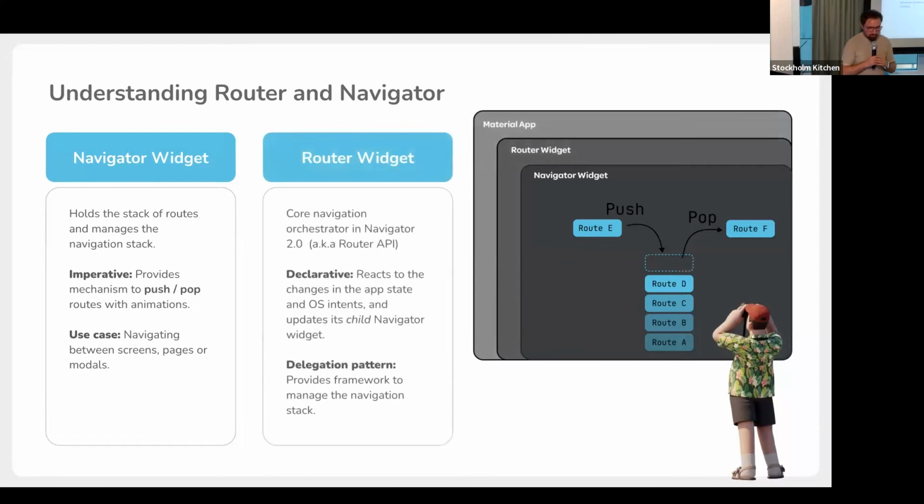Navigator 2 introduces the Router widget. This is also known as the Router API, and it's the core navigation orchestrator. It's declarative. It reacts to changes in the app state, listens to OS intents, and updates the Navigator widget. So it's the parent of the Navigator widget. Navigator 2 didn't bring a new Navigator widget; it is reusing the Navigator widget. It's backward compatible, but it introduces the Router widget, which is the parent of the Navigator widget, and it is providing a framework that manages the navigation stack.